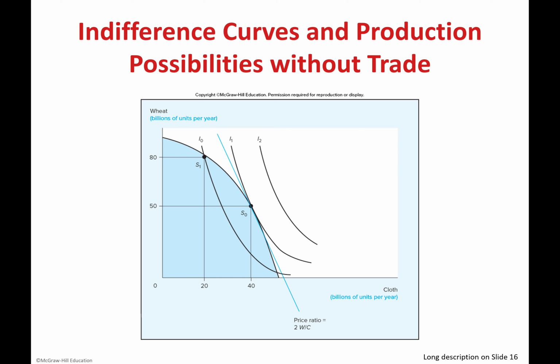Why is S1 not optimal? Well, it's because you can see that the trade-off that the community desires, which is the slope of the indifference curve at S1, is different from the slope of the PPC at S1. So in other words, the trade-off here between the two is different for producers than for consumers. So we're not maximizing our satisfaction. In other words, we can get to a higher level of satisfaction.